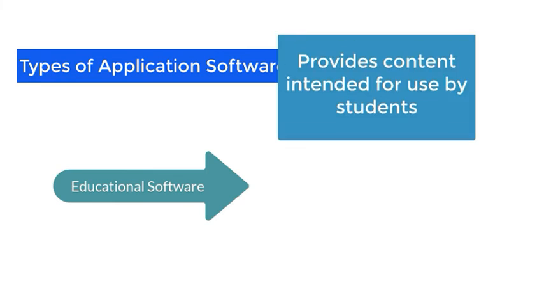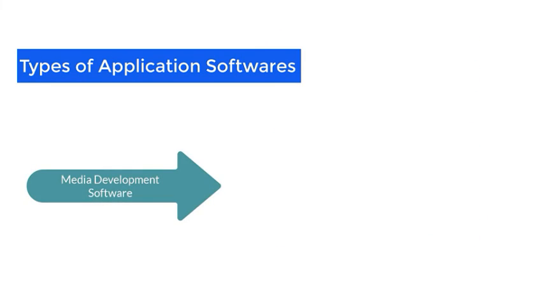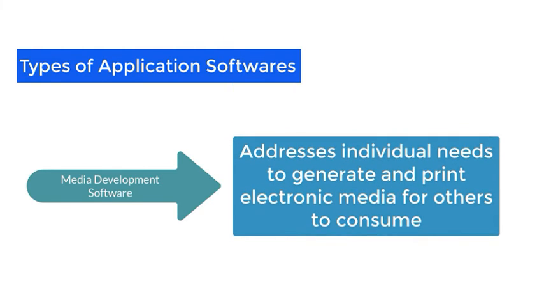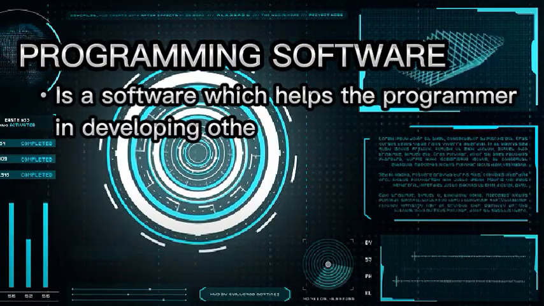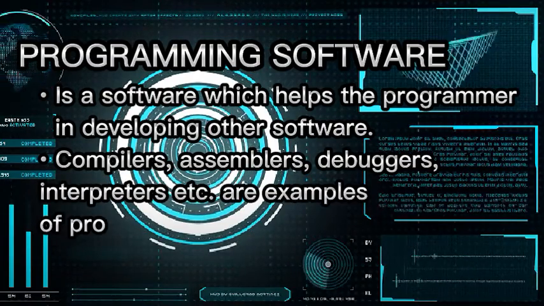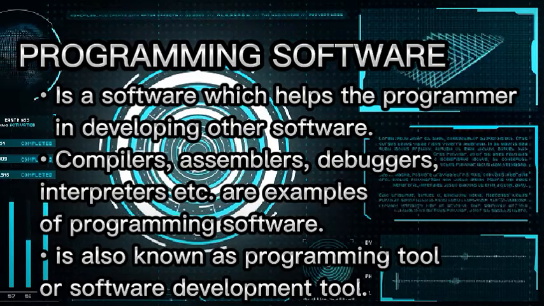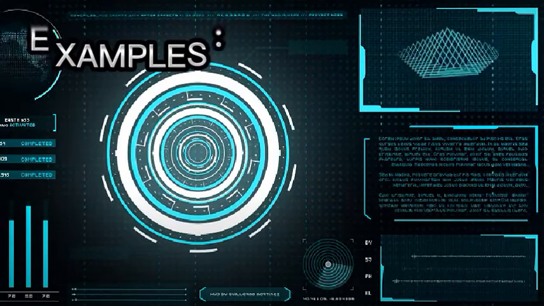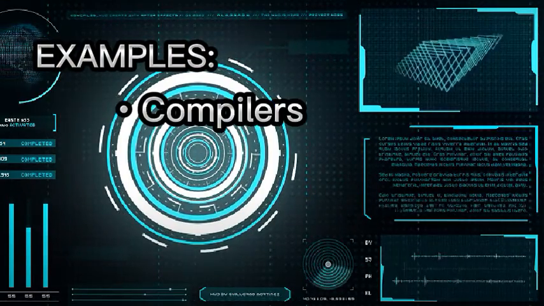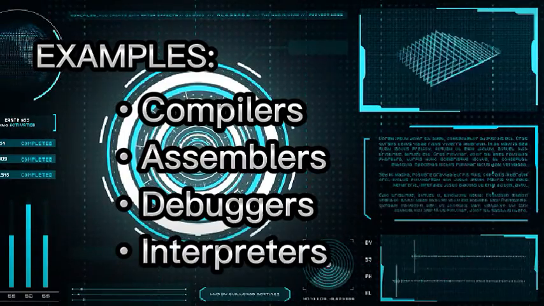Educational software provides content intended for use by students. Media development software addresses individual needs to generate and print electronic media for others to consume. Examples of programming software are compilers, assemblers, debuggers, and interpreters.